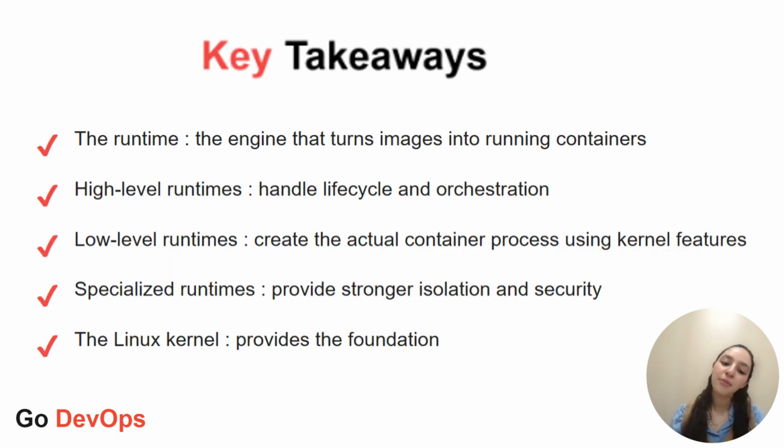So what we need to take away from this video is that, first of all, the runtime is really the engine that takes an image and turns it into a running container. We saw that there are three different types of runtime. We have the high-level runtimes that handle lifecycles and orchestration, the low-level runtimes that create the actual container process using kernel features, and the specialized runtimes that provide stronger isolation and security. And of course, everything relies on the Linux kernel, which provides namespaces, cgroups, networking, and security.